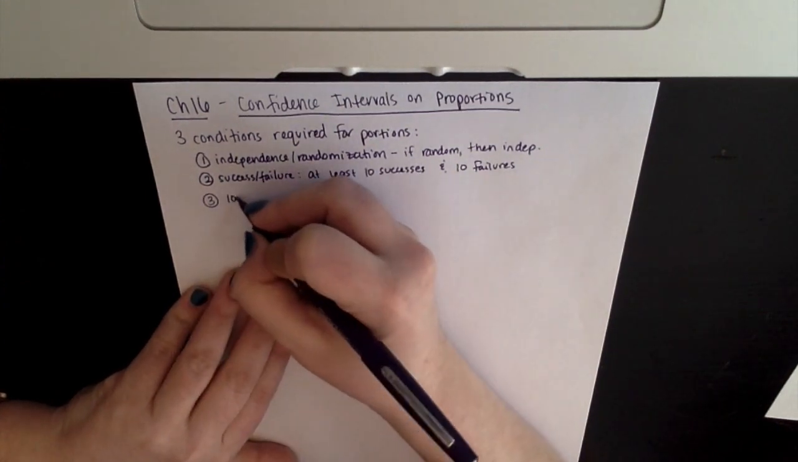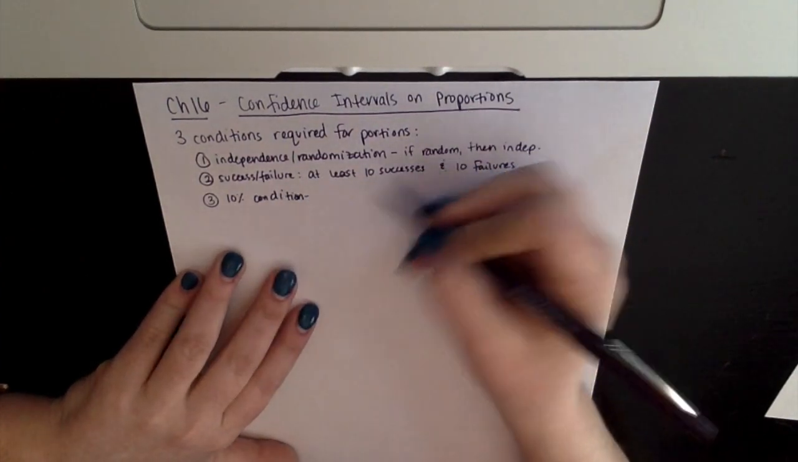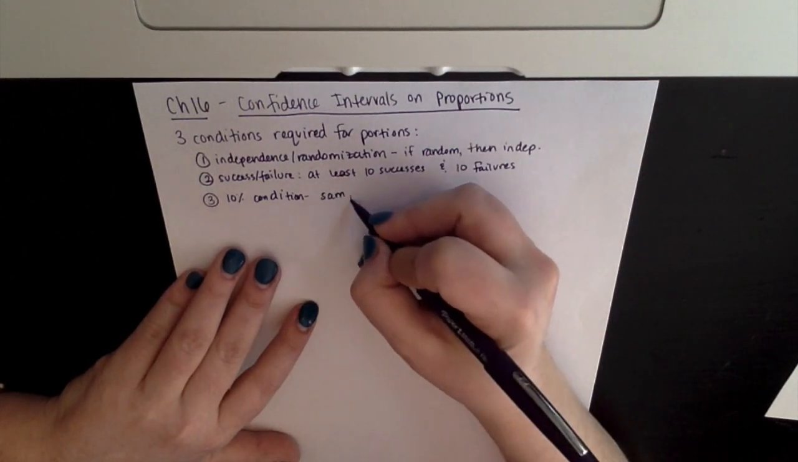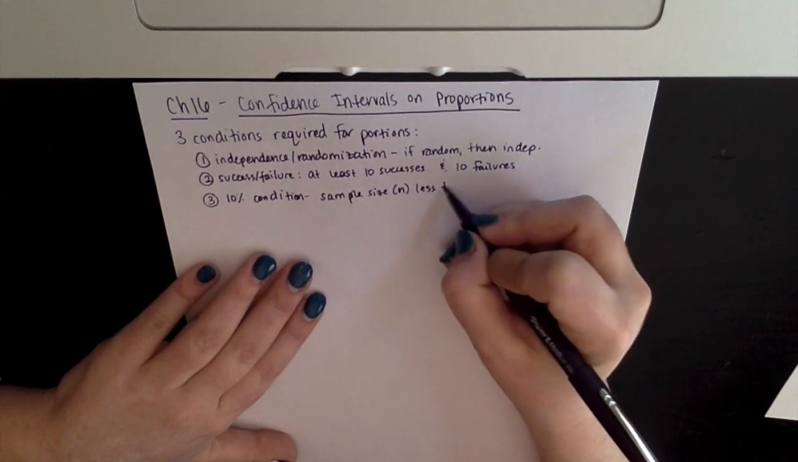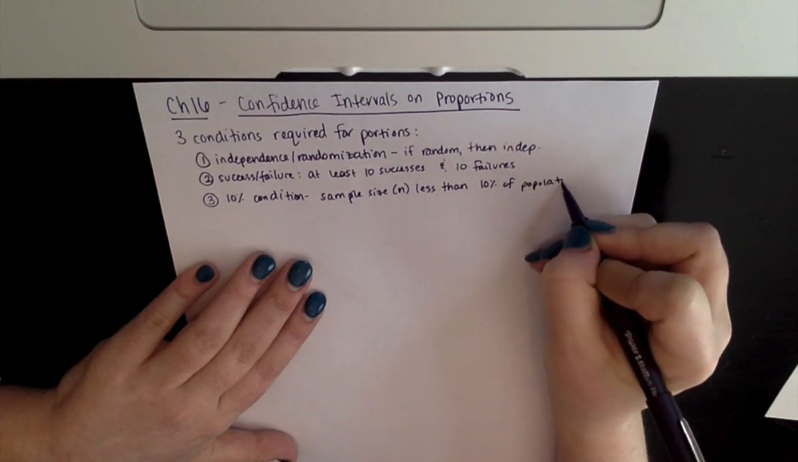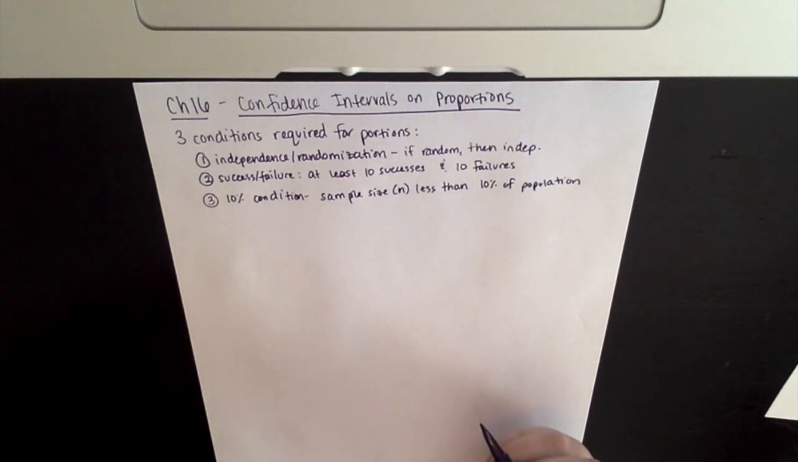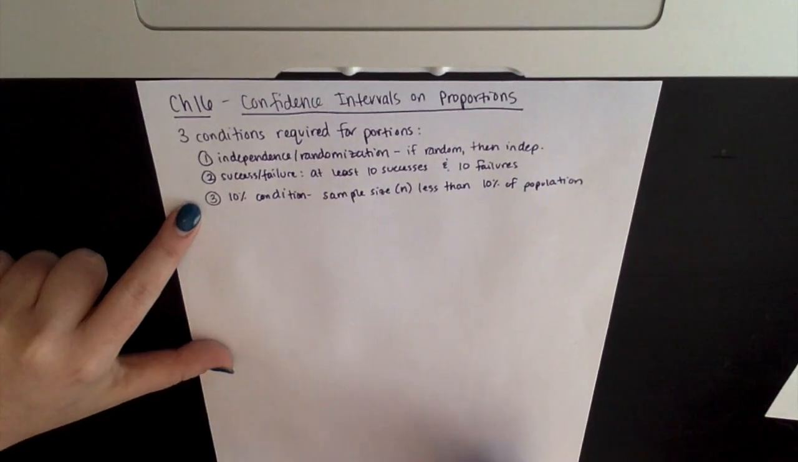And then the final condition is the 10% condition, where we check that the sample size N has to be less than 10% of the population. This is another one that's a little bit tricky to check, so you may want to go back to some examples online or even read those early explanations in your MyLab homework because they do check the conditions for each one of these problems.